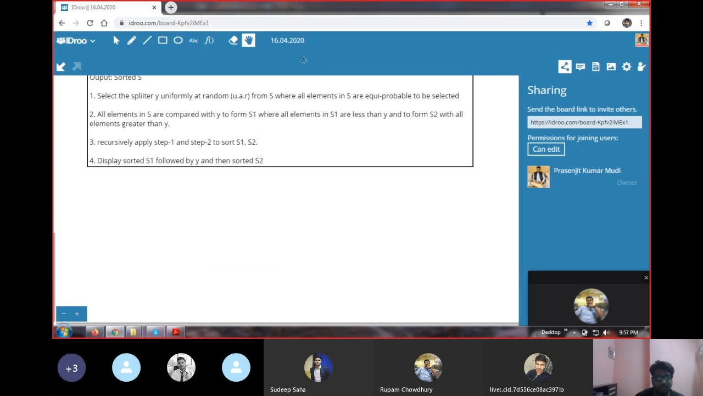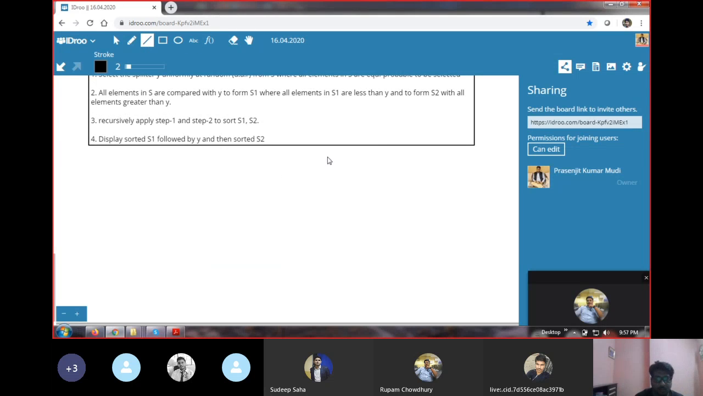And what do we mean by uniformly at random? It means a uniform distribution. Let's say the probability distribution function, the CDF, of the elements of S.